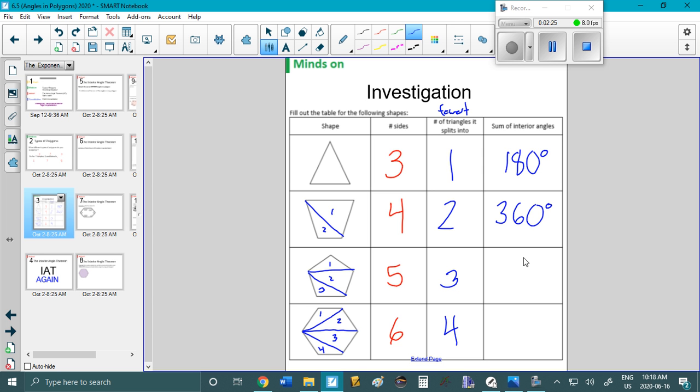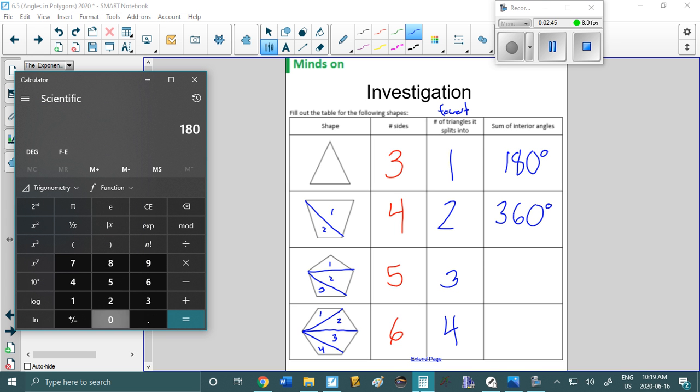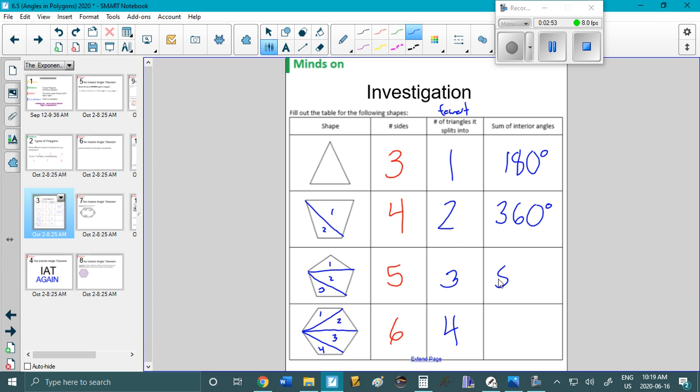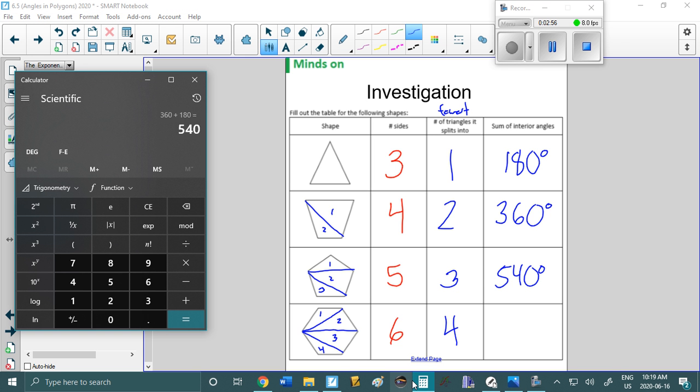So the question is, what is the sum of the angles in a pentagon? And what is the sum in a hexagon? And then, in general, what is the sum of the angles in any polygon, depending on its number of sides? So you can probably imagine here that if we have 3 triangles, that's 180 times 3. So 180 plus 180 is 360, which is the 4-sided, plus another 180 is 540. Or we could have just done 180 times 3, because that's the number of triangles. And for a hexagon, we have 180 for a triangle times 4, and we get 720.